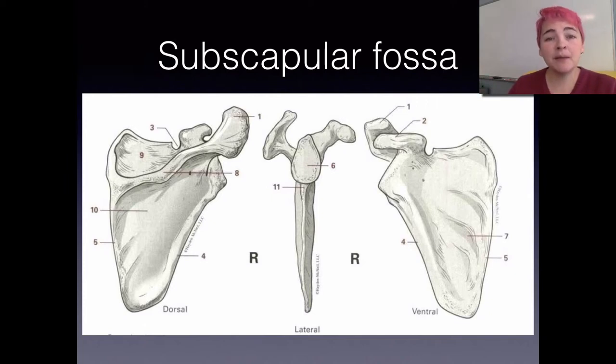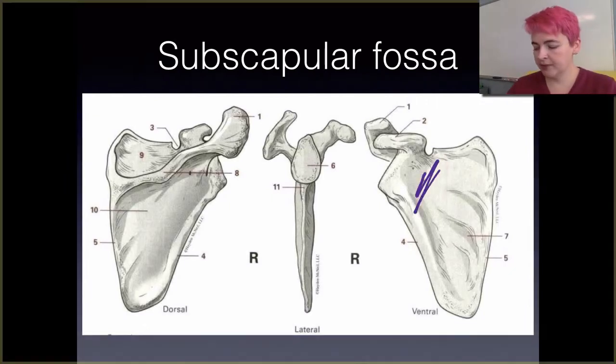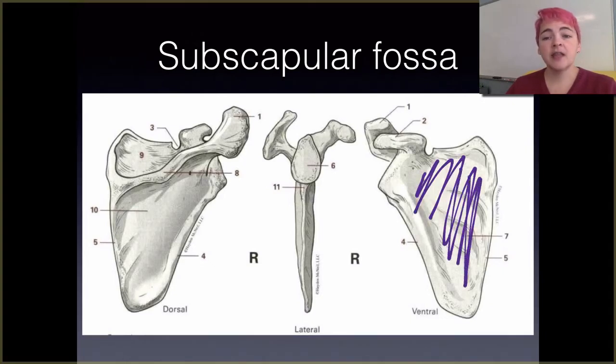We have the subscapular fossa. This is going to be between the scapula and the rest of the body. It is going to be found on this surface. There is a muscle that lies here, so that it would lie between the scapula and the body. This is the underneath side of the scapula, away from the spine.